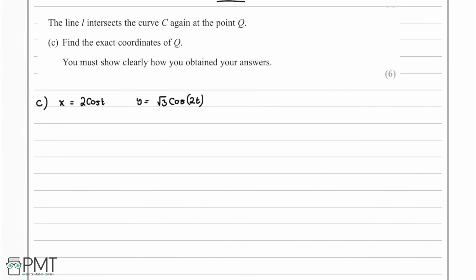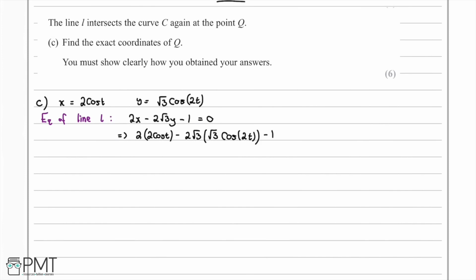So we recall that the equation of line L is 2x minus 2 root 3 multiplied by y minus 1 is equal to 0. So what we'll now do is substitute in x and y into this equation. That leaves us with 2 lots of 2 cos t, and then we're going to subtract 2 root 3 multiplied by root 3 cos 2t, and then we're going to keep our negative 1 on the end there.